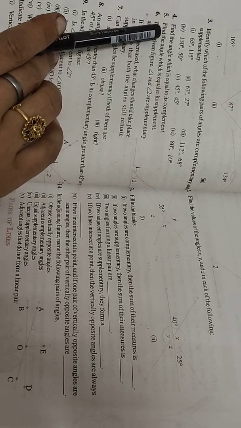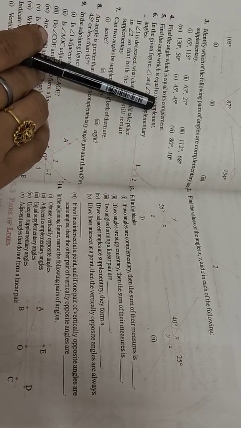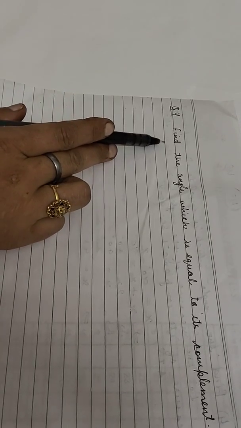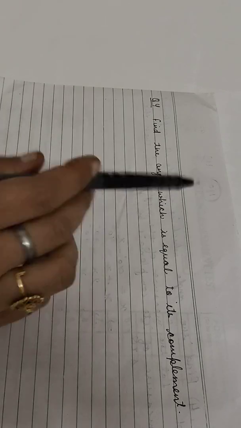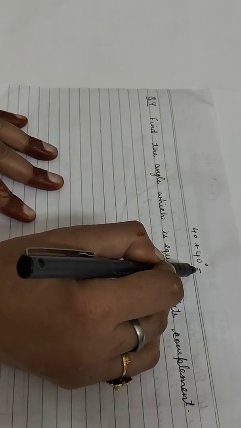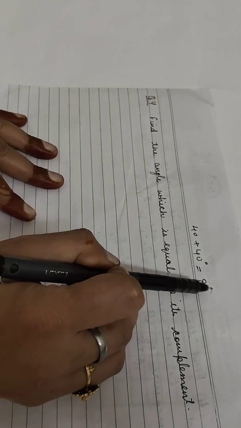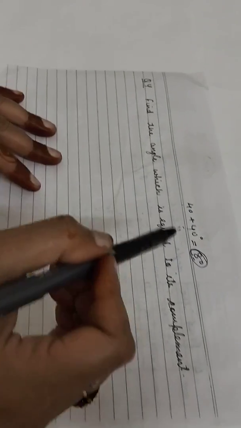Now question number 4: find the angle which is equal to its complement. That I'm going to tell you while doing it. So let us start question number 4. First of all, just think: if you know that two angles are equal, suppose one angle is 40 and the second is also 40, and if you add them, the sum is, sorry, 80.